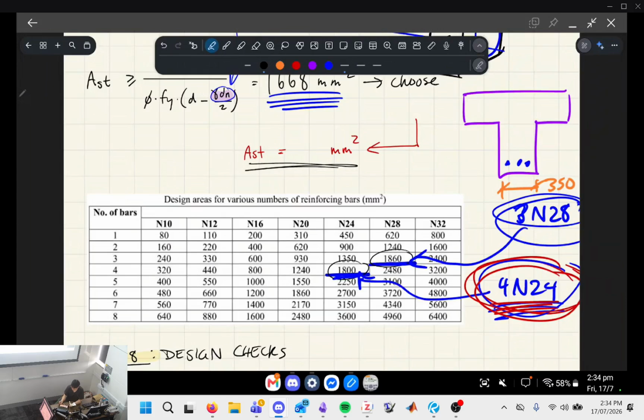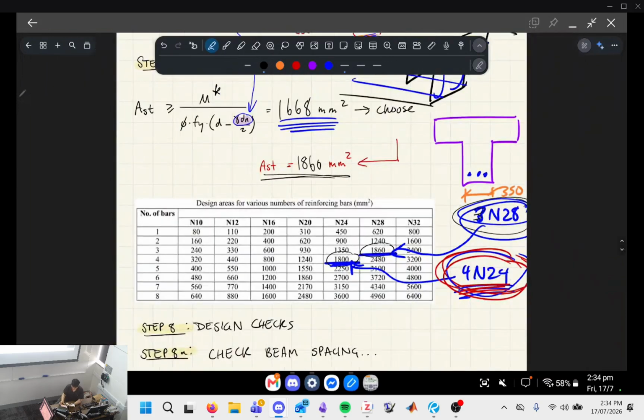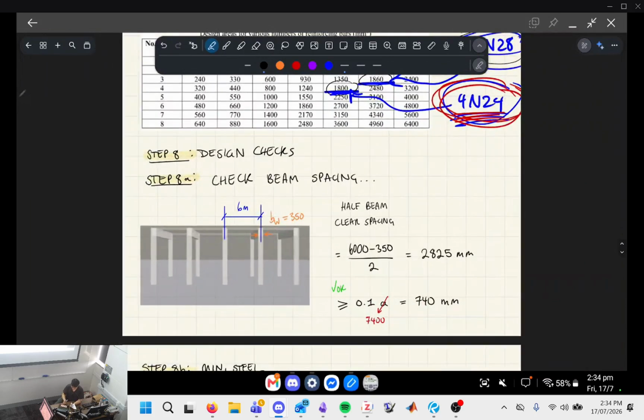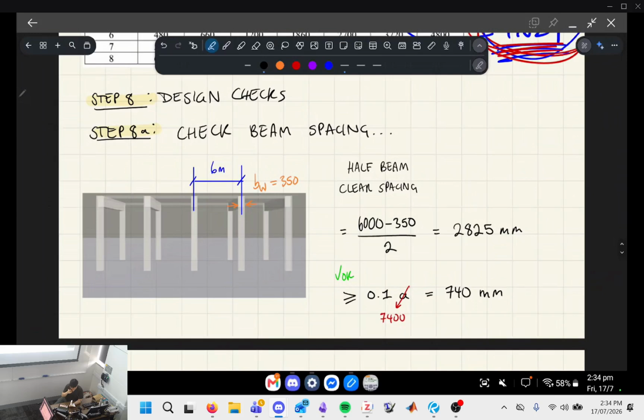For this particular question, I've decided to go for, or I think the workshop solutions decided to go for, 3 N28s. Okay, so that's the one which has this as the area of steel. So that brings us to design checks, right? This is where you start to check for beam spacing, bar spacing, etc. So this first one is a beam spacing check. And this one has already kind of been fulfilled for you, based on how the question's presented, but it's still something you need to check as a designer.